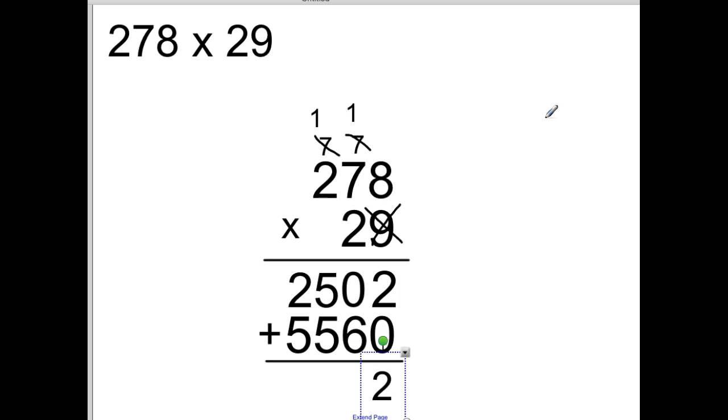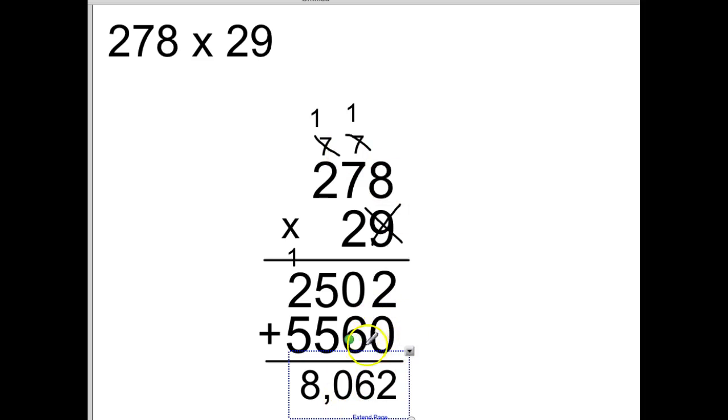2 plus 0 is 2. 6 plus 0 is 6. 5 plus 5 is 10. And the 0 goes down, the 1 goes up. 5 plus 2 is 7, plus 1 is 8. Put in my comma, I have 8,062. So that is your lesson on the standard algorithm.